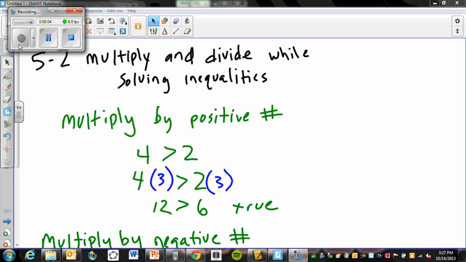Alright class, this is Mr. Stumbaugh. We'll make this fairly quick because all we're doing is basically solving one-step equations using multiplication and division, except now we have inequalities just like we did last section.